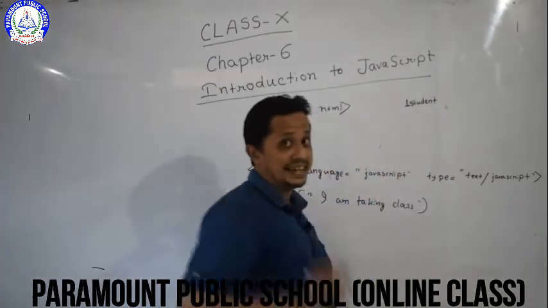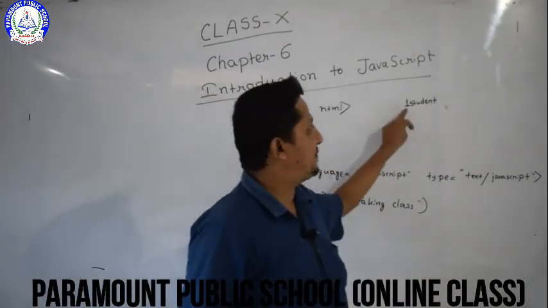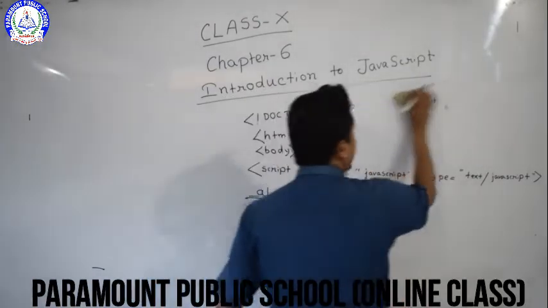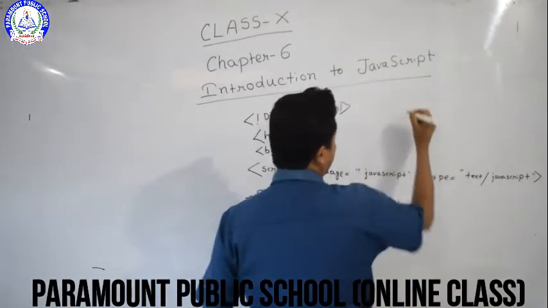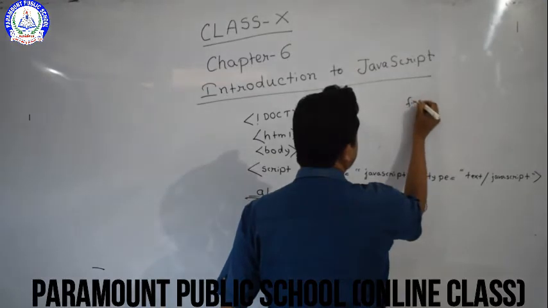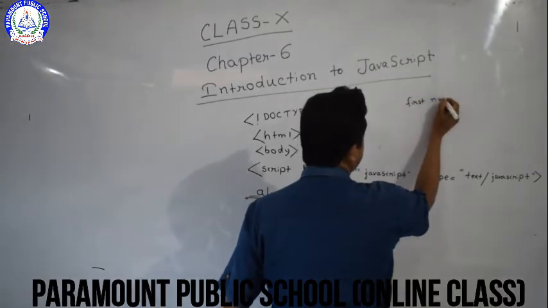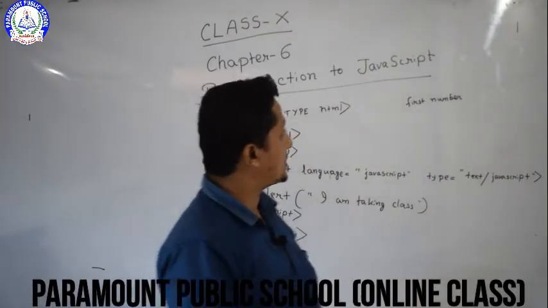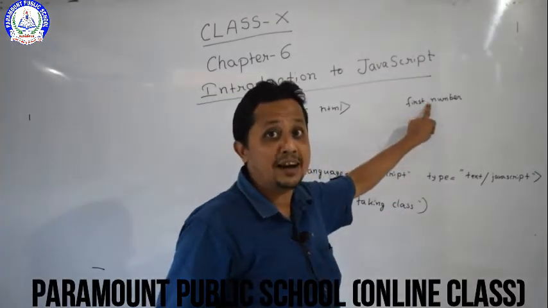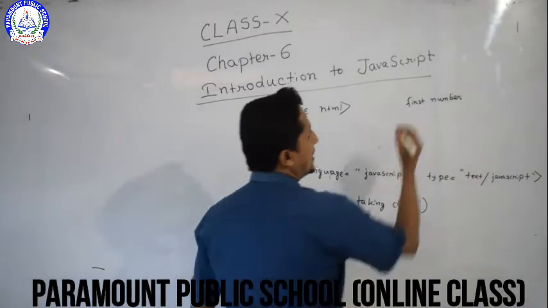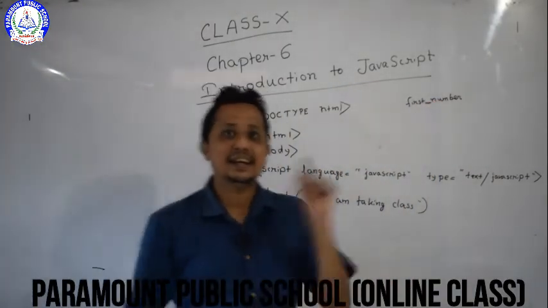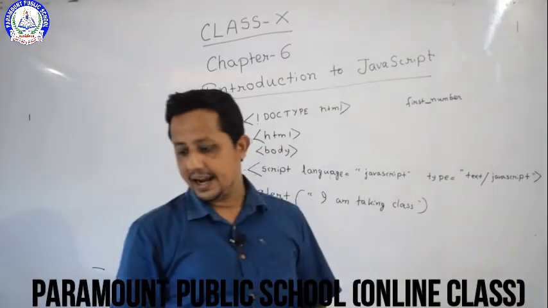If you have 1student, it is invalid because a variable name cannot start with a digit. Now suppose my variable name is first number. It is also not valid because a blank space is there. We cannot have a blank space, but you can have an underscore sign here. If you give an underscore sign here, it is valid.